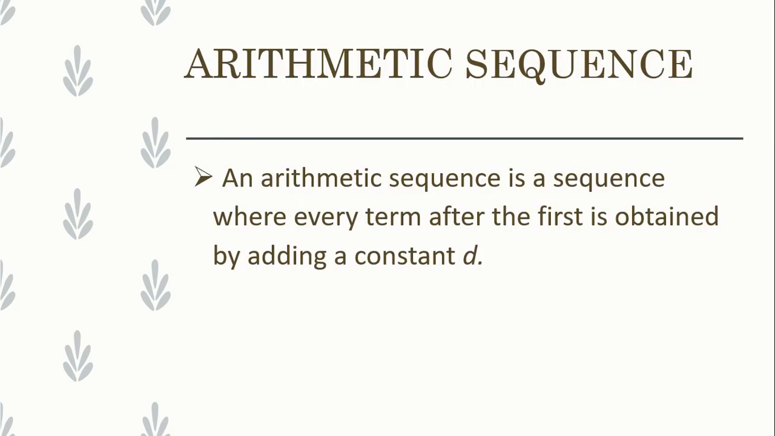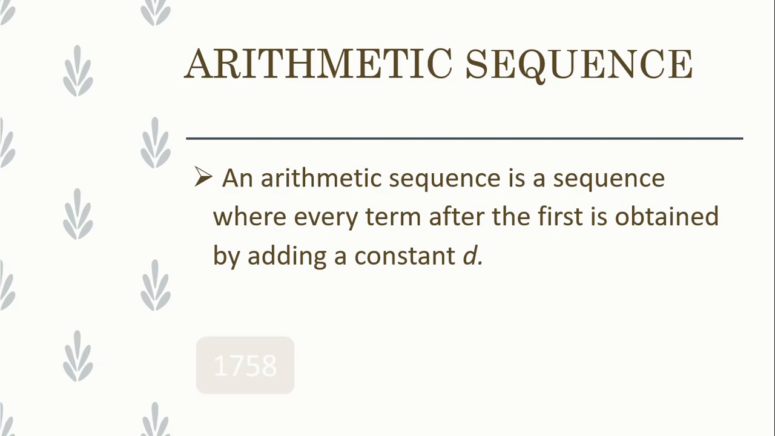An arithmetic sequence is a sequence where every term after the first is obtained by adding a constant d. This constant d represents the value of the common difference. And for this example, the value of d is equal to 76, which is the period of Halley's comet.